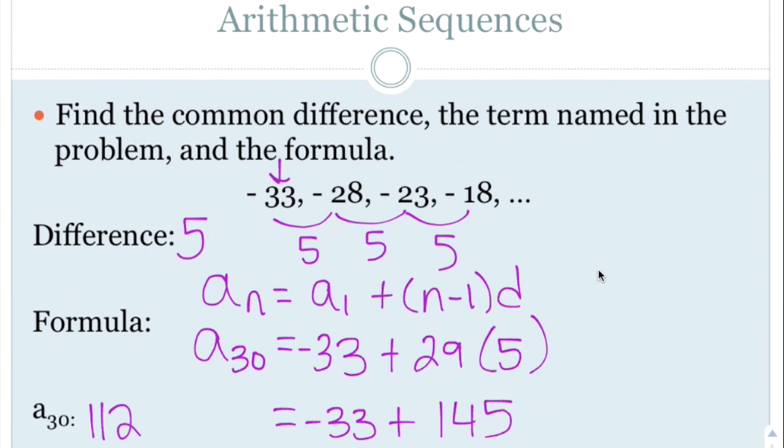This is all you need to know for arithmetic sequences in Algebra 1. We will move on next to geometric sequences.